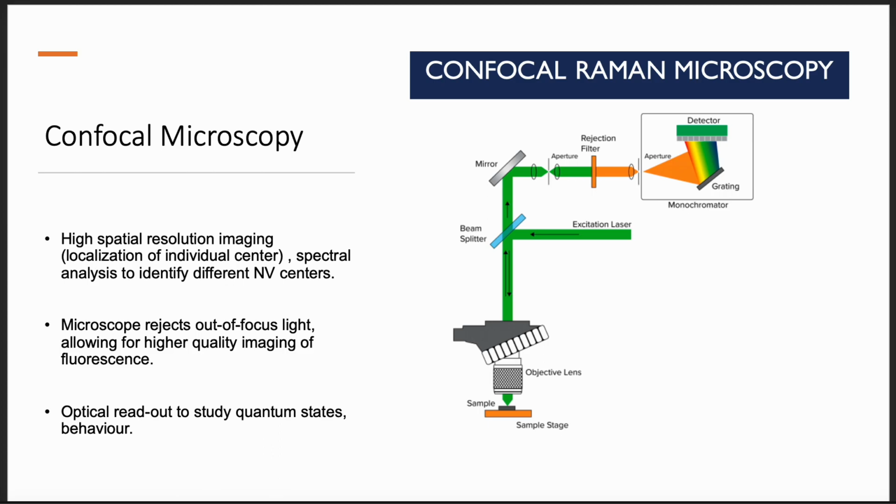Confocal microscopy also has high spatial resolution imaging and helps us to individually study NV centers at a particular location. It also helps us do spectral analysis to identify different types of NV centers, which, as noted earlier, can be the NV0 center or the NV minus center. The microscope works on the principle that it rejects out of focus light, therefore allows for higher quality imaging of fluorescence. We can also do an optical readout to study the quantum state of the electron spin, which is key in aspects such as quantum computing.